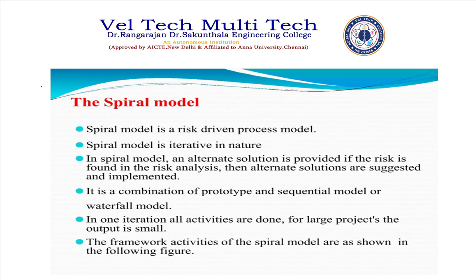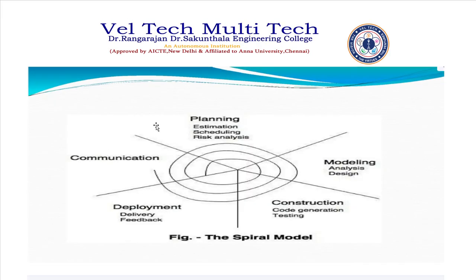In one iteration, all activities are done. For large projects, the output is small. The framework activities of the spiral model are shown in the following figure. The spiral model has 5 phases: communication, planning, modeling, construction, deployment.